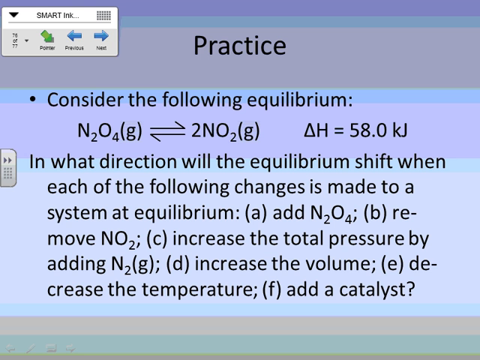So if we add N2O4 into this system, which way is that going to push the equilibrium? It's going to push it to the right. Okay, and so that's going to end up increasing the concentration of the NO2 ultimately. So the question is, in what direction will the equilibrium shift? So we can say right here or towards products.